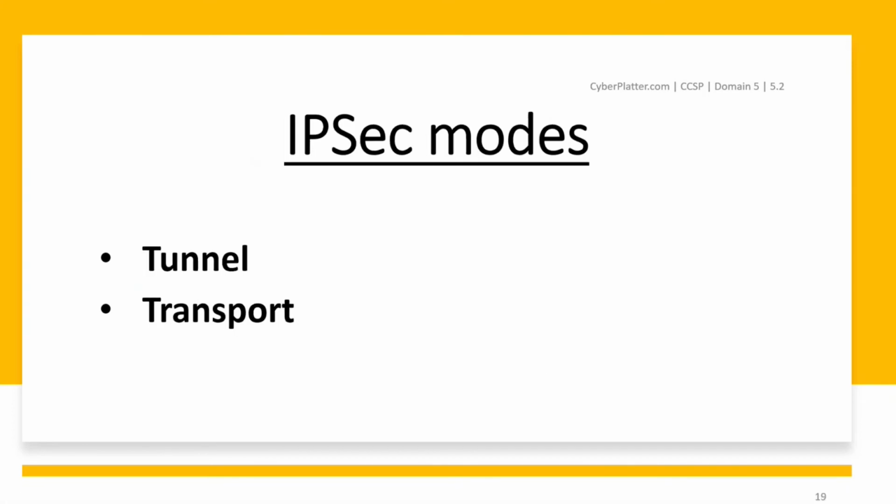IPsec operates in one of two modes, tunnel or transport. Tunnel encrypts the entire original packet and provides a new header. It supports NAT traversal. Transport only encrypts part of the original packet.